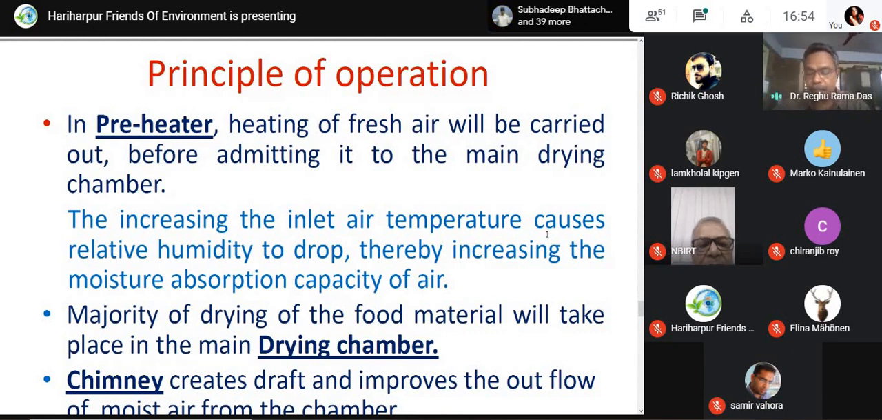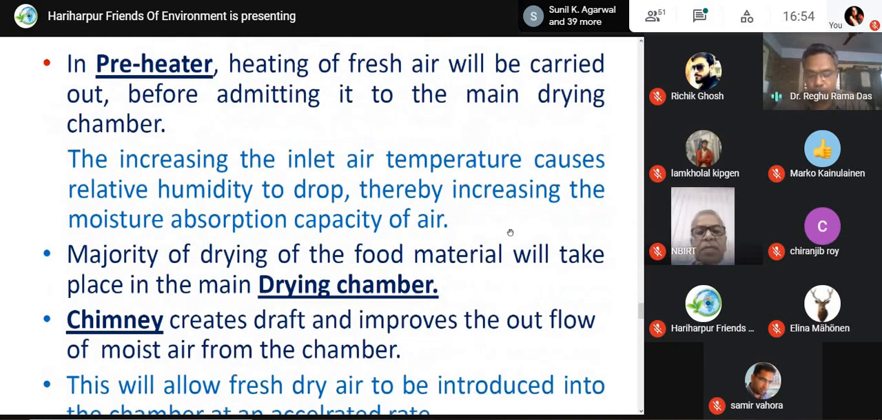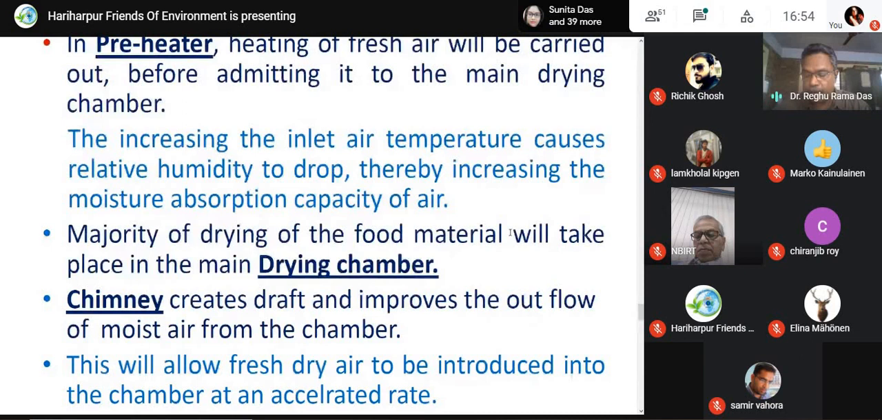The majority of the drying of food material or fruits takes place in the drying chamber itself. The chimney creates draft as well as improves the outflow of the moist air from the chamber. This will definitely help fresh, cool air to be introduced into the chamber at an accelerated rate. This is the principle of operation of this dryer. Next slide, please.